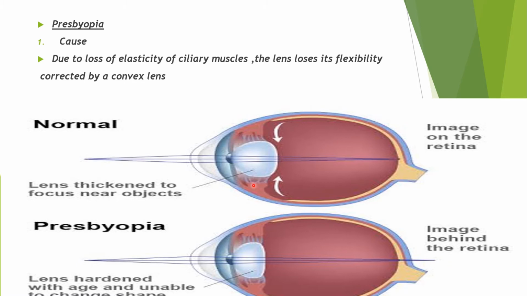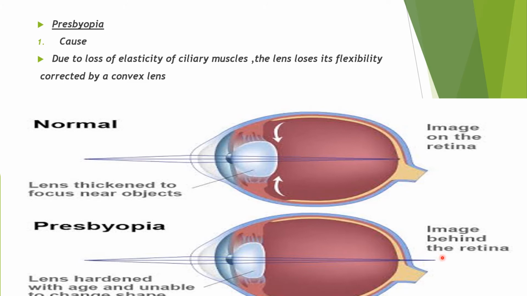This is the figure of a normal eye with a normal lens, whereas this is a presbyopic eye with the lens hardened, and this has happened with age. So the lens has lost its flexibility because the ciliary muscles have lost their elasticity. As a result, the light rays, instead of focusing on the retina, focus behind the retina.